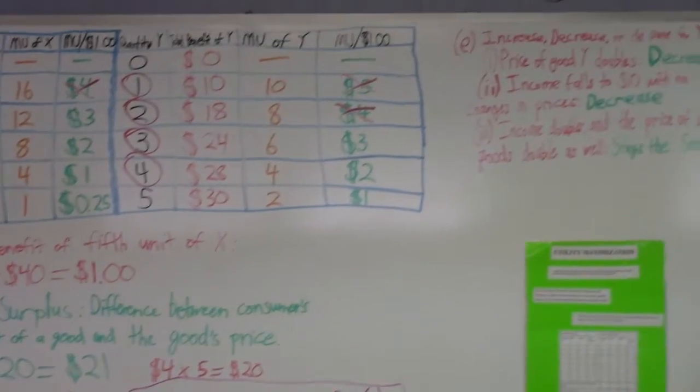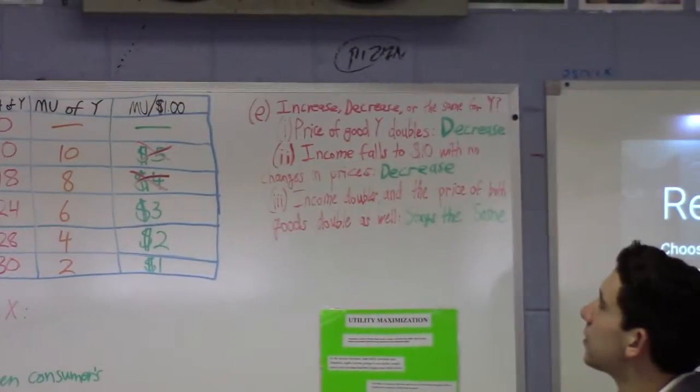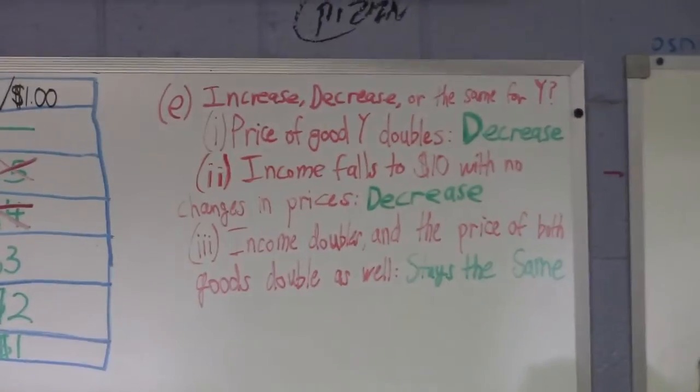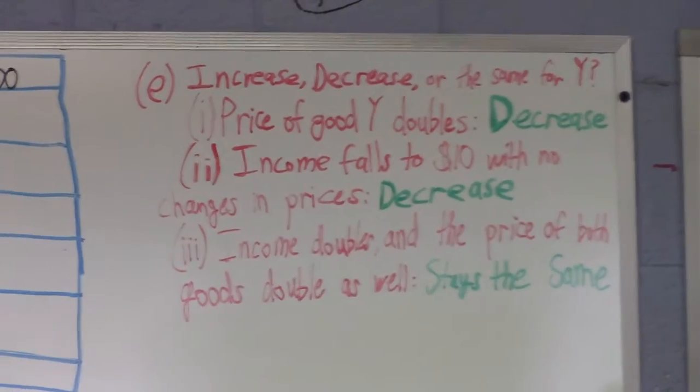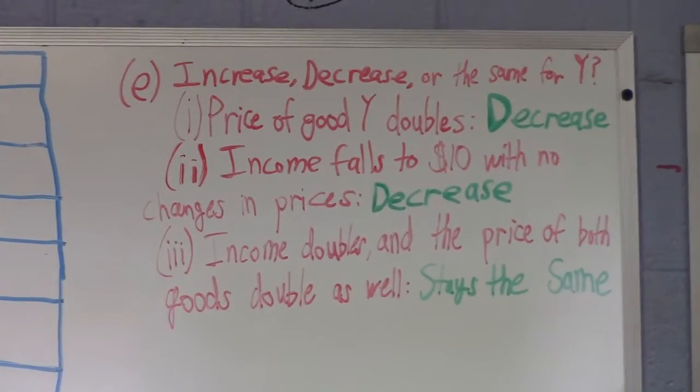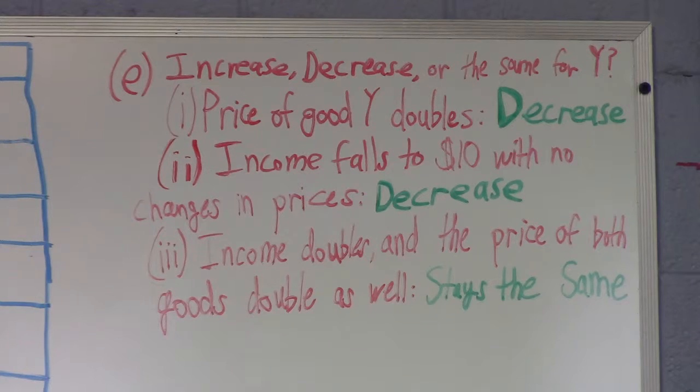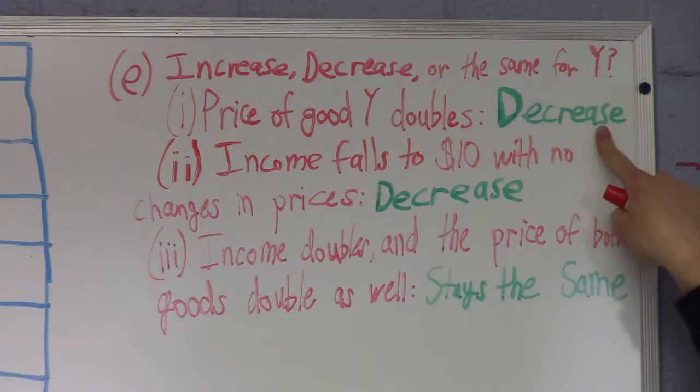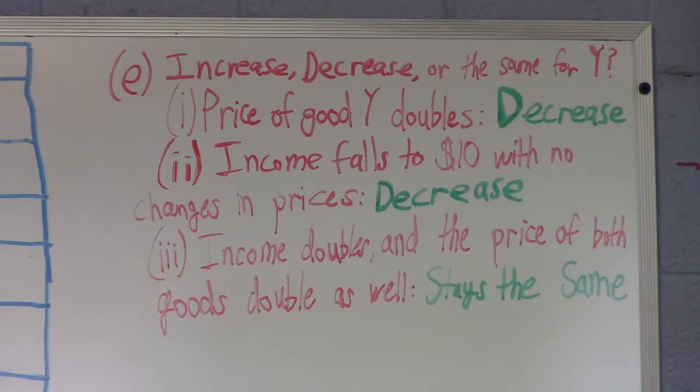Indicate whether each of the following will cause the optimal quantity of good Y to increase, decrease, or stay the same. So for the first part, it says the price of good Y doubles. So when that happens, you're going to want to consume less of good Y. Now the price has increased, so you will decrease. Or where Martha's income falls to $10 with no changes in price. That will be a decrease in the consumption of Y because you have less income to spend.